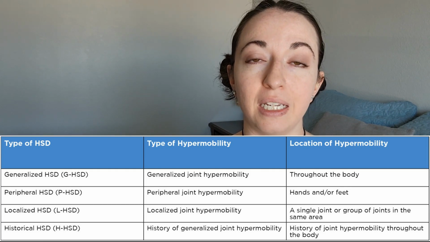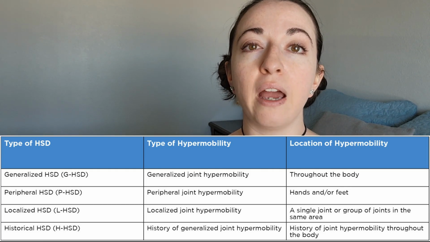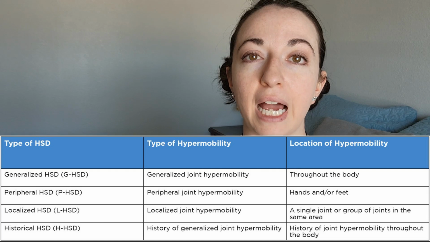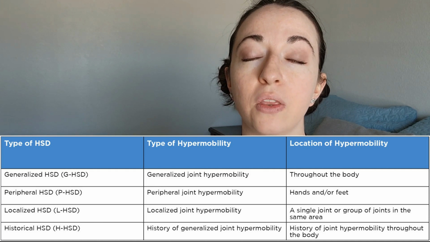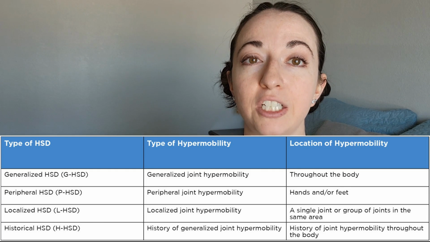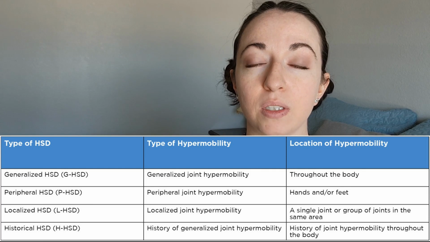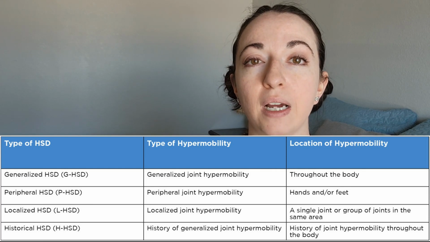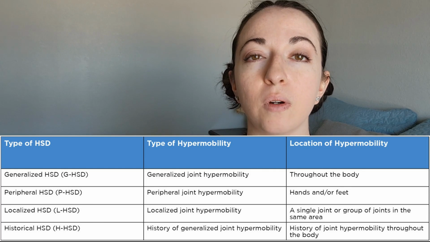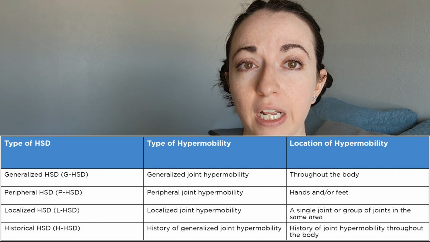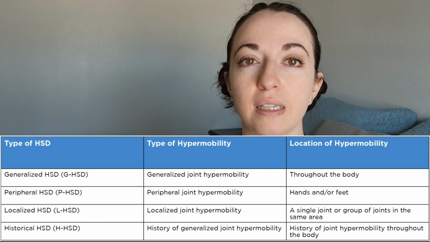You may have noticed that the hypermobility spectrum disorders is plural, and that's because there are 4 types of HSD. The 4 types of HSD include generalized, peripheral, localized, and historical HSD. A person with generalized HSD will have joint hypermobility throughout their body. A person with peripheral HSD will have joint hypermobility that is limited to just the hands and/or feet. A person with localized HSD will have joint hypermobility that is limited to a single joint or a group of joints in the same area. And a person with historical HSD has a history of generalized joint hypermobility, but no longer does at present day.